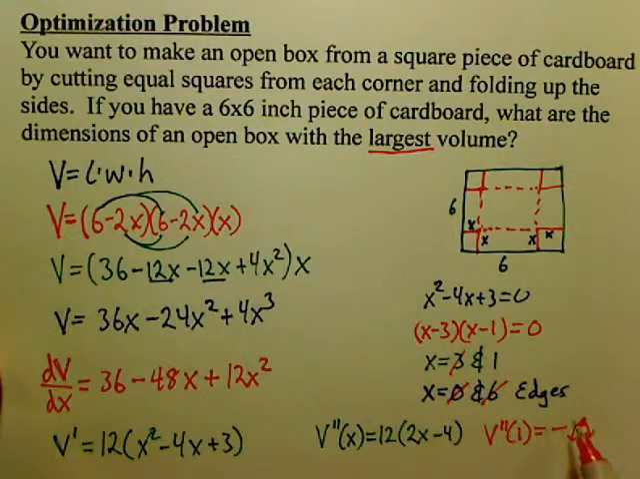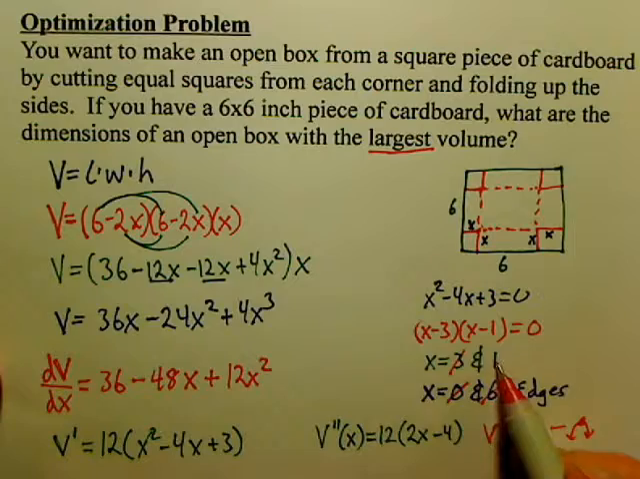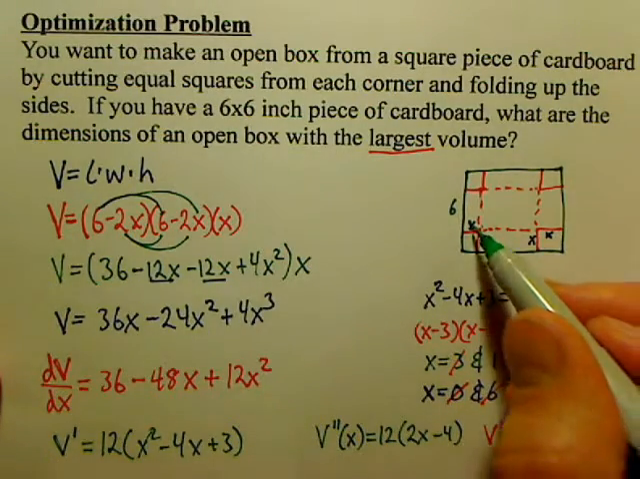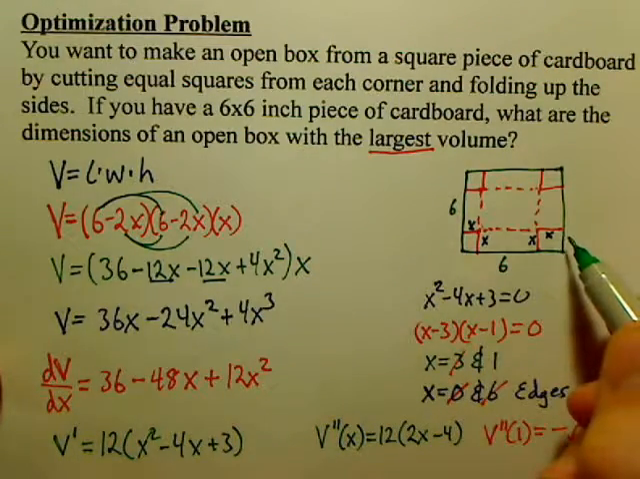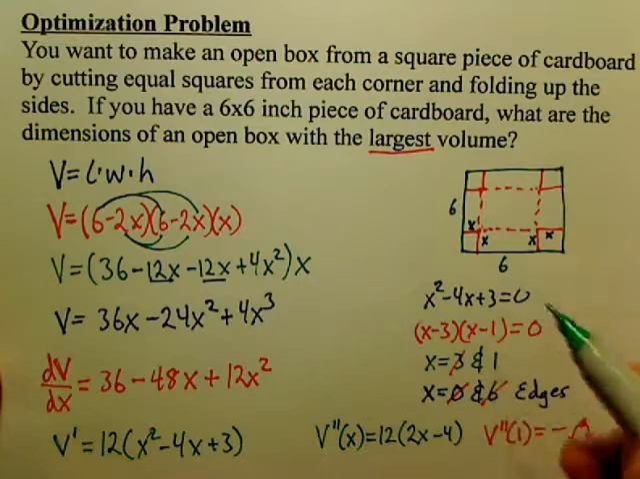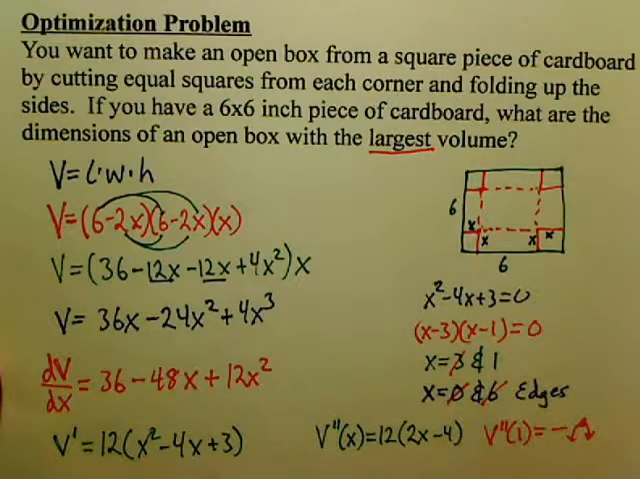All right. So all these other possibilities are kind of preposterous. So what I'm going to do is assume that's my absolute maximum volume. And the question said, what are the dimensions? So if I cut out 1 out of each corner, if this whole thing's 6, and I cut out 1, so what are the dimensions?